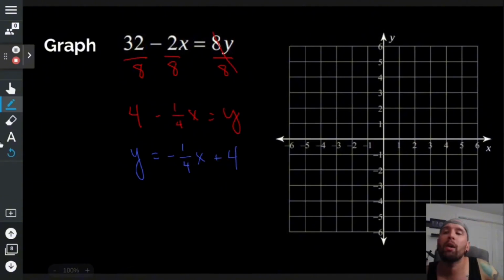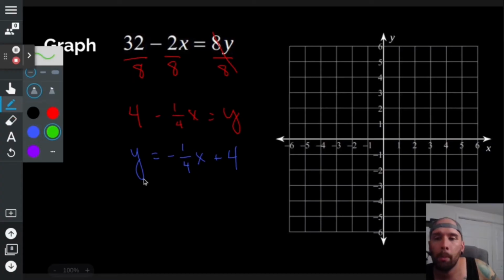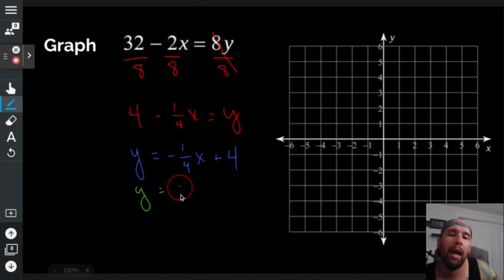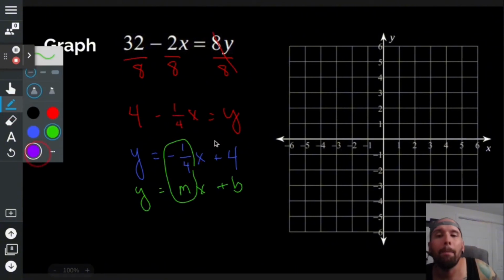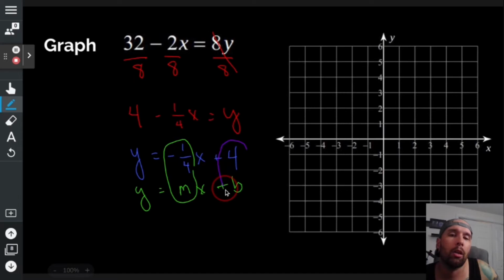Now I can compare that to slope-intercept form, which is y equals mx plus b. So m, my slope, is -1/4. B, my y-intercept, is regular 4, and that's going to be my starting point. So I'm going to go up to regular 4 on the y-axis and put a dot there. Then I'm going to use that -1/4 to make more dots.